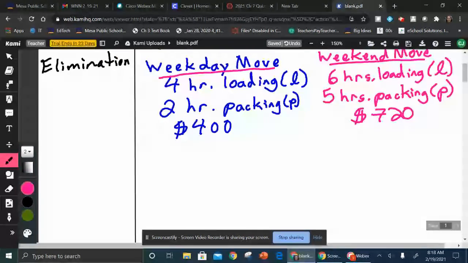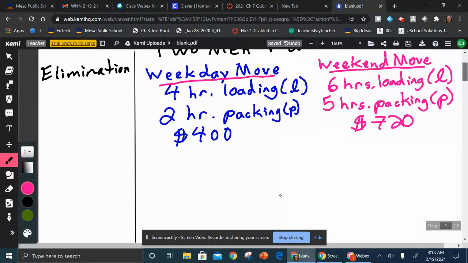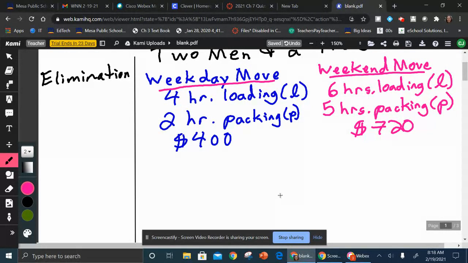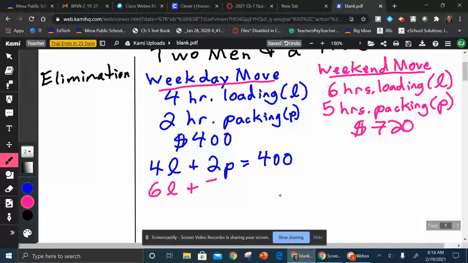So when we do this, we're going to write the equations for both of them. For the first one, it's going to be 4 hours of loading plus 2 hours of packing is equal to 400. And then the other one is going to be 6 hours of loading plus 5 hours of packing is equal to $720.